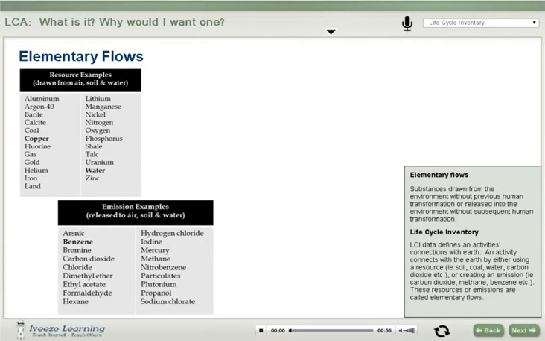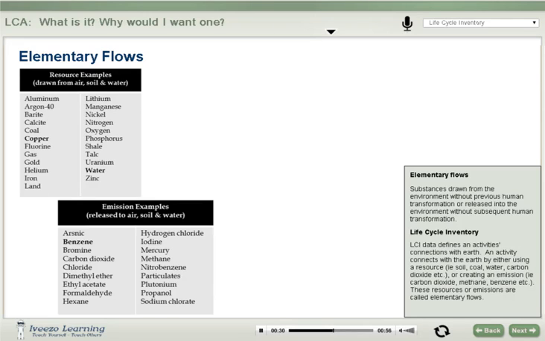In an LCA, the connections with Earth are measured as elementary flows. These are resources drawn directly from the air, soil, or water without previous human transformation, or they are emissions released into the environment without subsequent human transformation. In an LCA, it is not how many kilowatt hours of electricity you use that matters, but rather the elementary flows required to make that electricity.